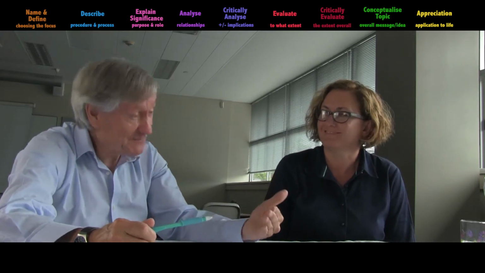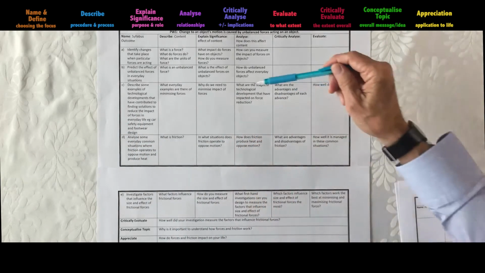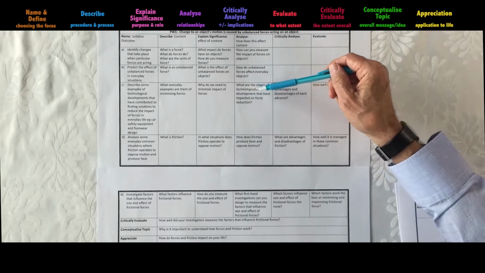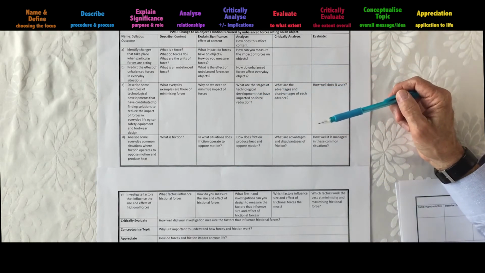I would like them to know it in Years 11 and 12, to know that as soon as you see this, you have to go beyond just the content, like what the stages of technological development are that have impacted on force reduction, and what the advantages and disadvantages are.